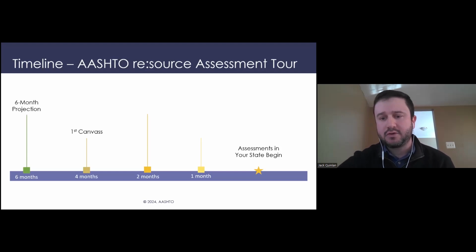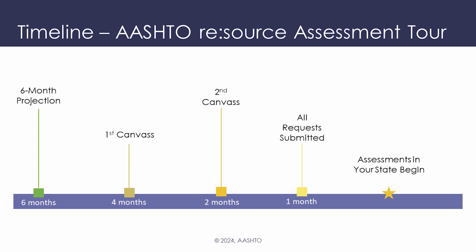At 2 months out, we'll send another email out to any stragglers that didn't submit a request after that first notice. And then finally, about 1 month before we begin assessments in a particular state, we want to have all requests from laboratories at that point.